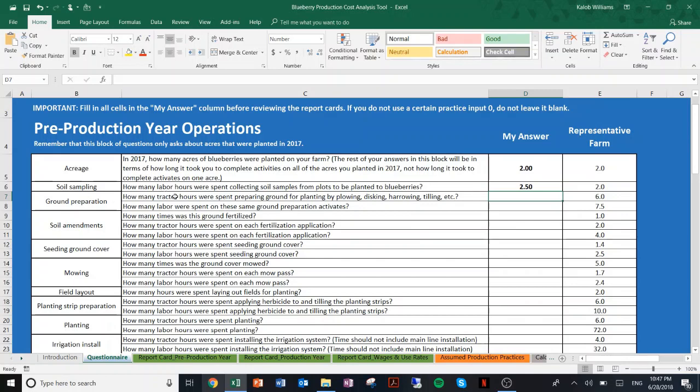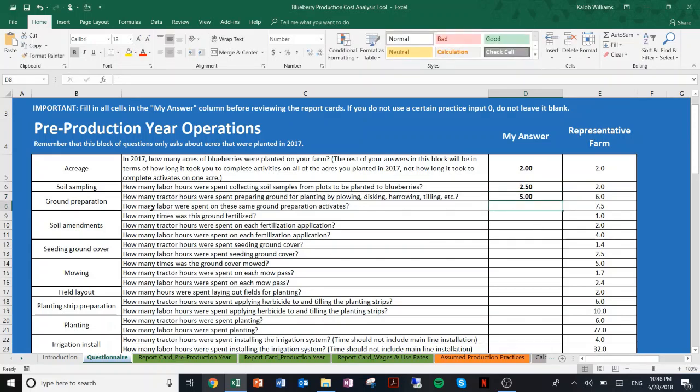Ground preparation. How many tractor hours were spent preparing ground for planting by plowing, disking, harrowing, tilling, etc.? So in other words, for these 2 acres, how long did it take me to plow, disc, harrow, anything that I did to physically prepare that ground for planting? Now let's say that I know that that took me exactly 5 hours for all of those operations. And notice that's tractor hours, not labor hours. So I put 5 in there.